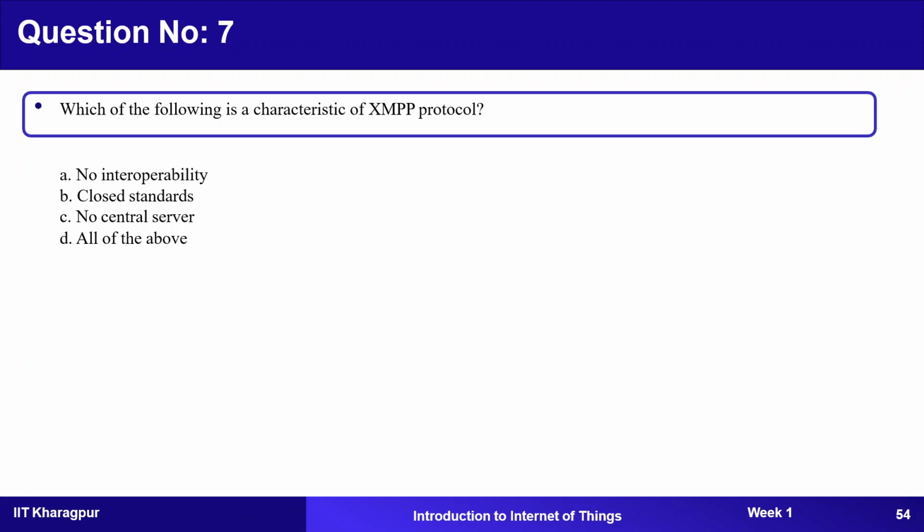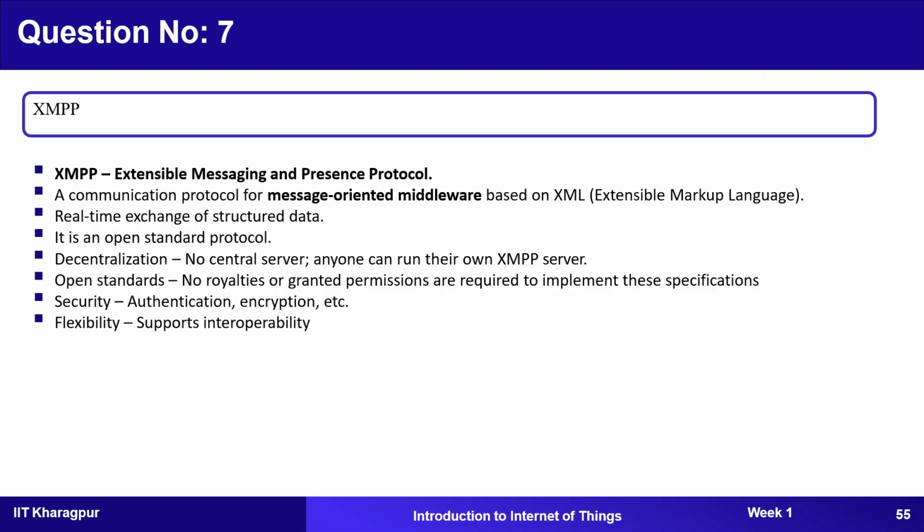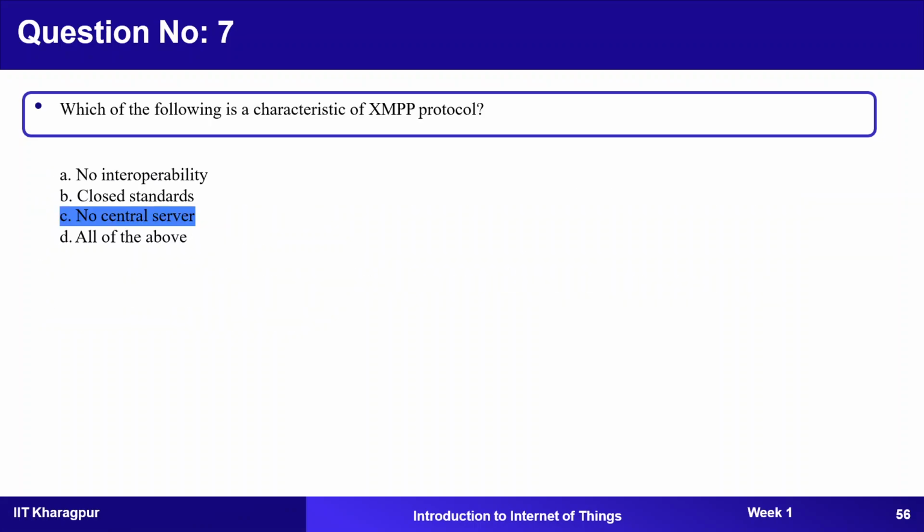We have discussed the features of the XMPP protocol. In XMPP, there is no central server, right? So these are the features. XMPP is decentralized, there is no central server, so anyone can run their own XMPP server. So the correct option is no central server.